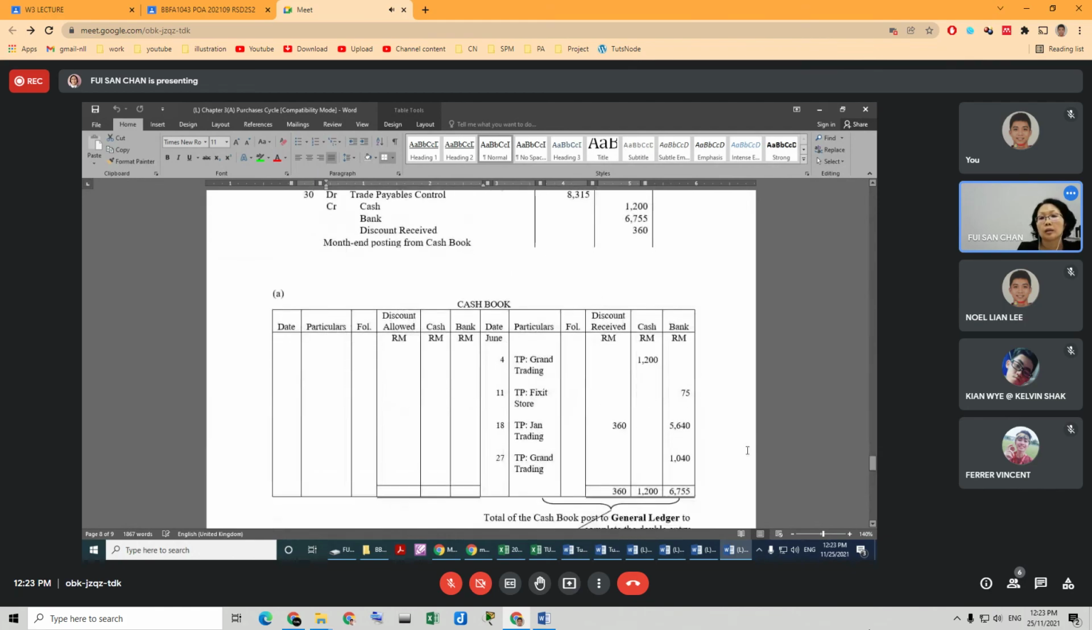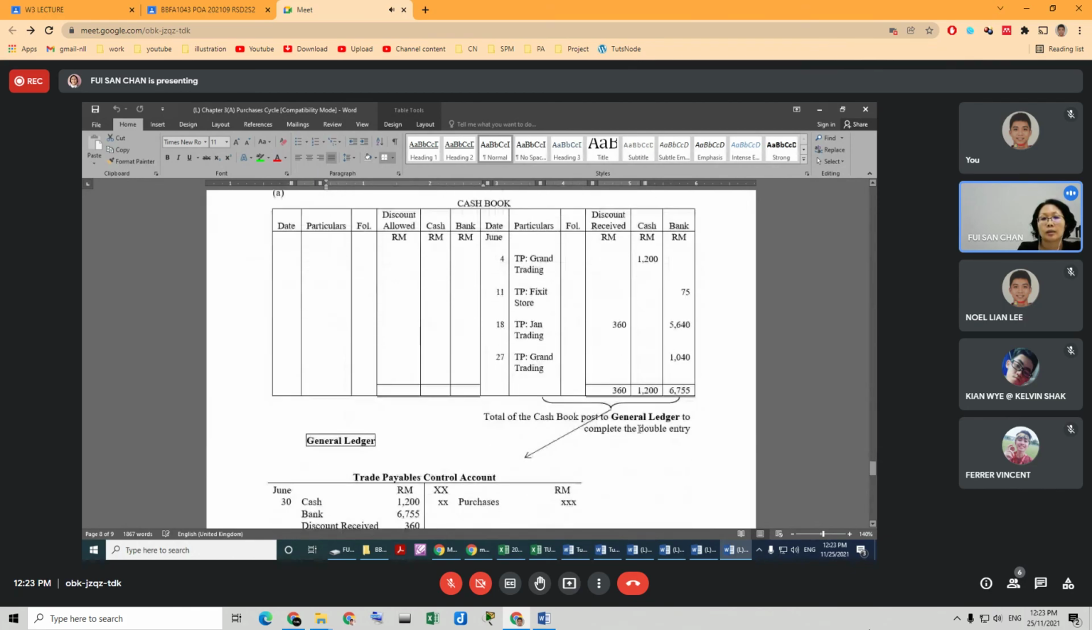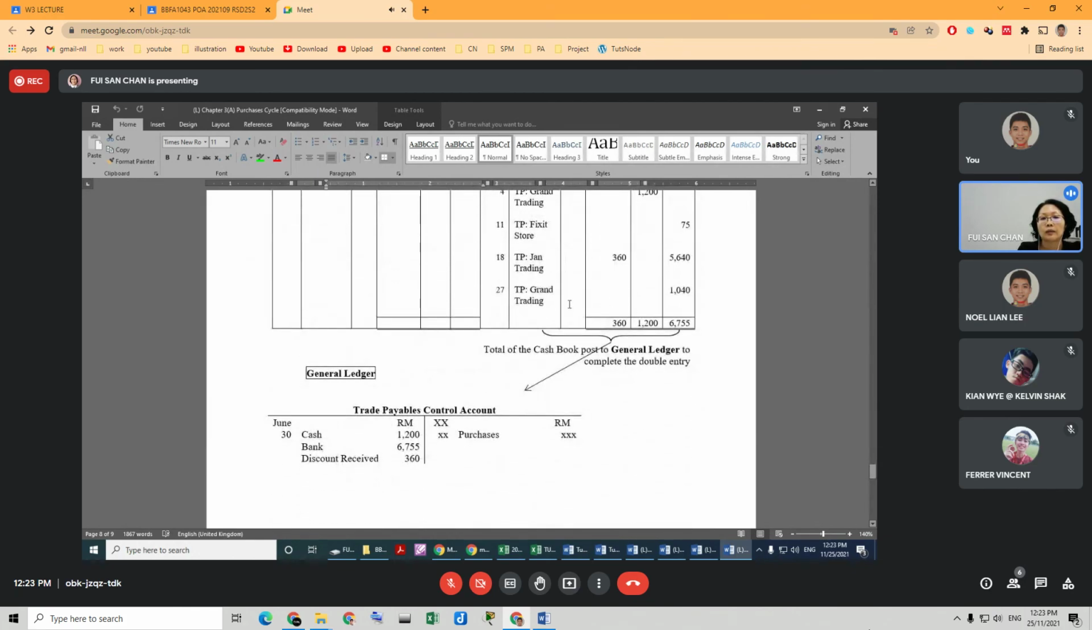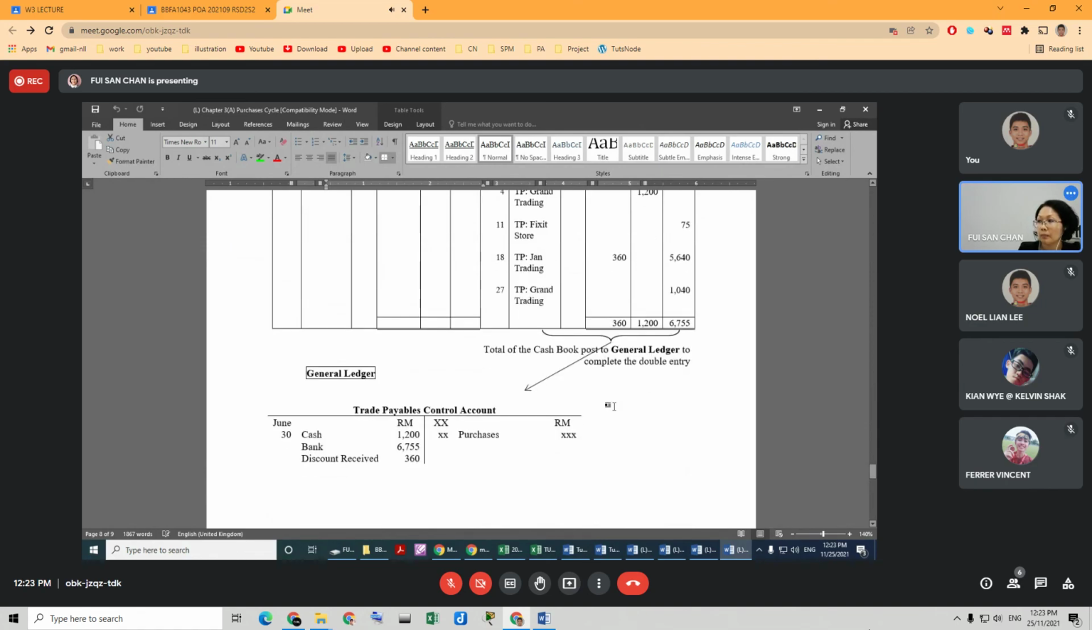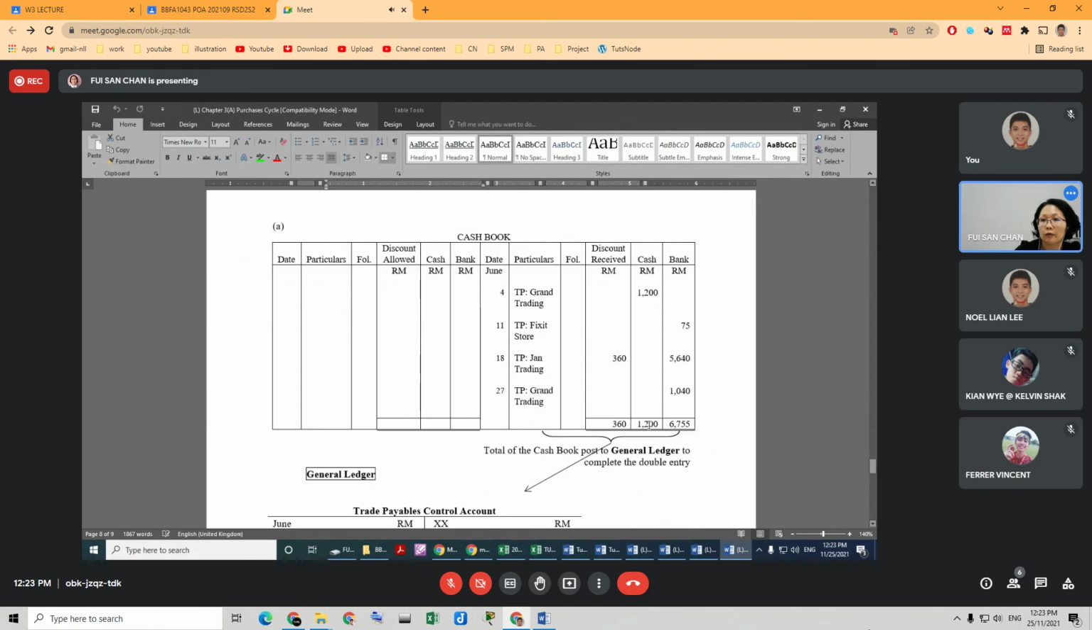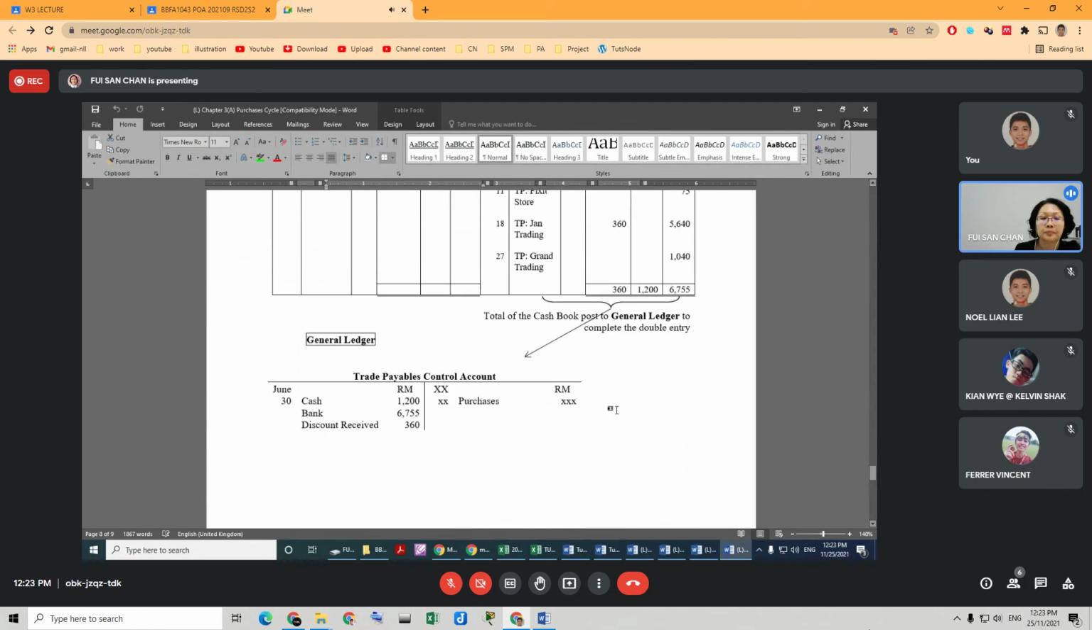Now, the cash book. I believe you've done the cash book, so you have an idea how you get this number. You can do it like this because these are all your suppliers. But in a normal long question, you cannot do this, because you have a mix of some expenses that you pay.